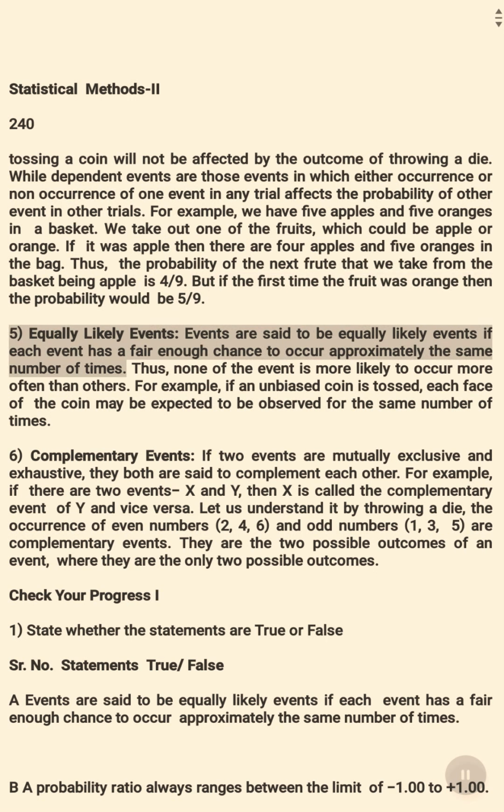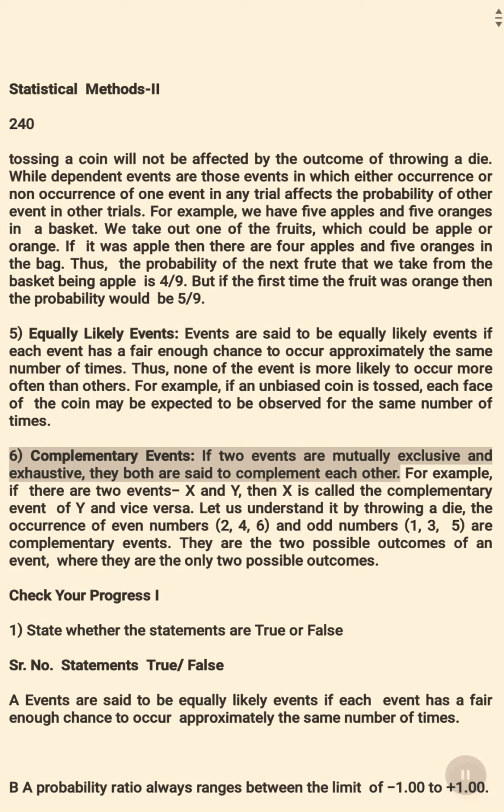5. Equally likely events. Events are said to be equally likely events if each event has a fair enough chance to occur approximately the same number of times. Thus, none of the events is more likely to occur more often than others. For example, if an unbiased coin is tossed, each face of the coin may be expected to be observed for the same number of times.